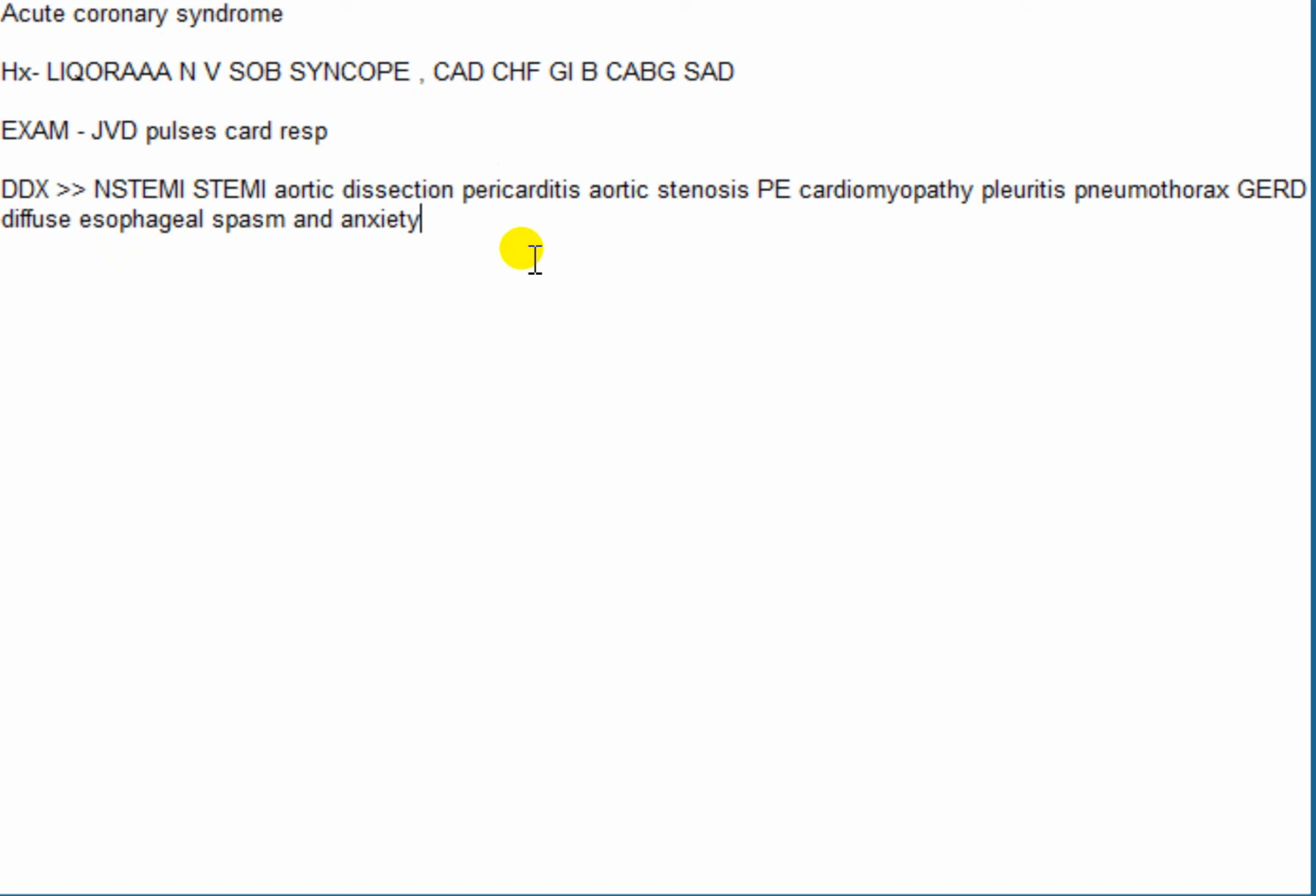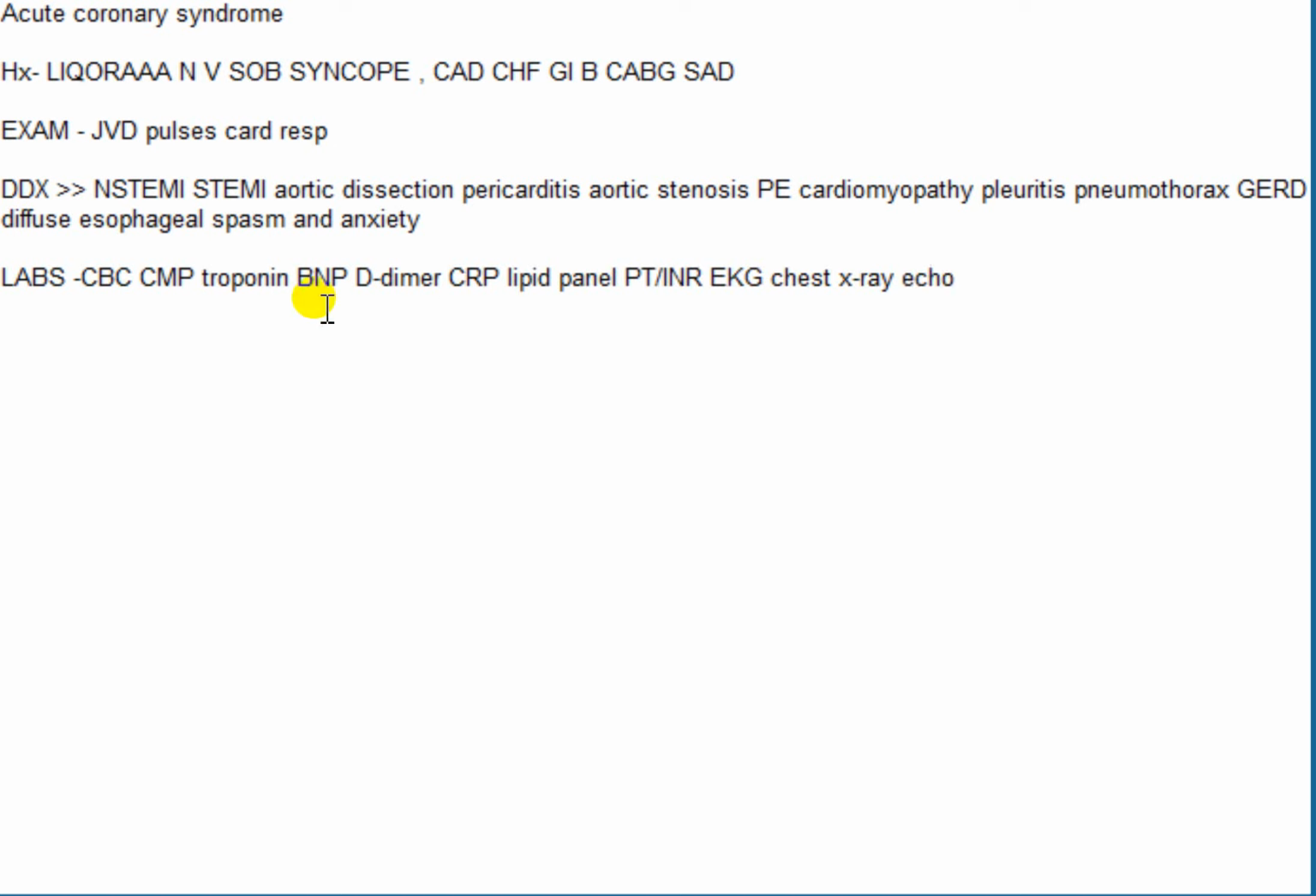And then for lab work, the way we handle it, labs, we usually do CBC, CMP, troponin, BNP, D-dimer, CRP, lipid panel, PT, INR, EKG, chest X-ray, echo. So these are the common labs that we want to order for this patient.